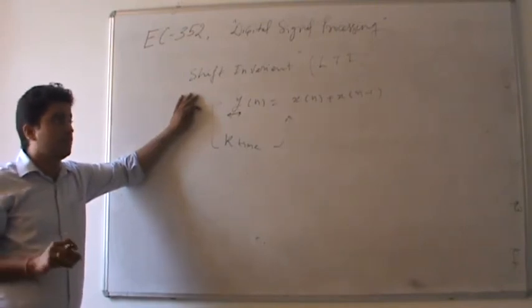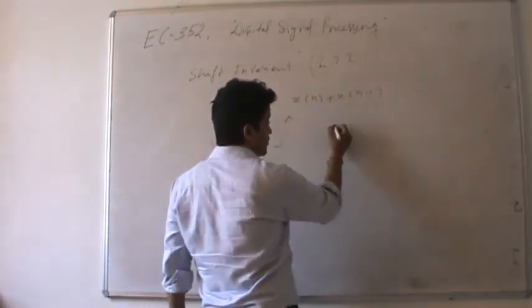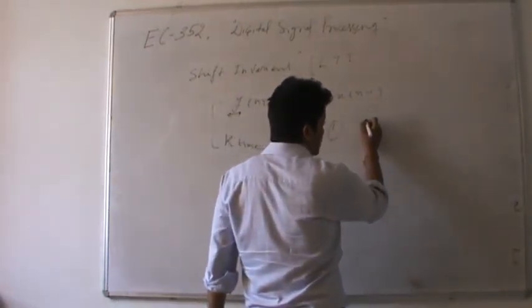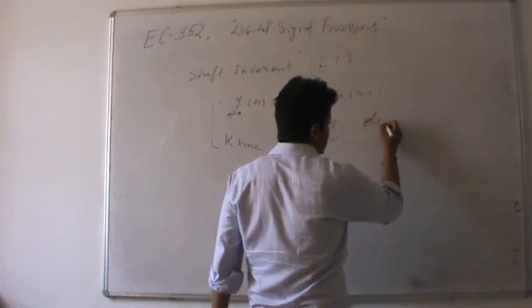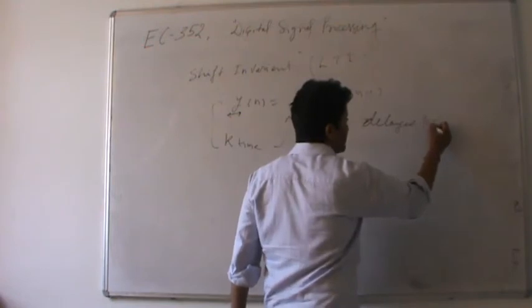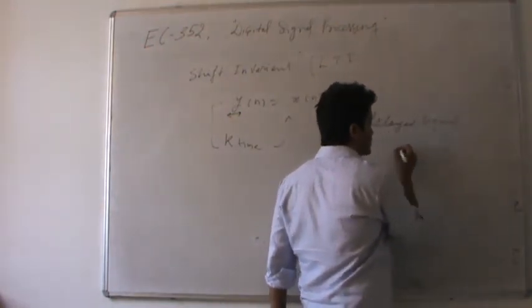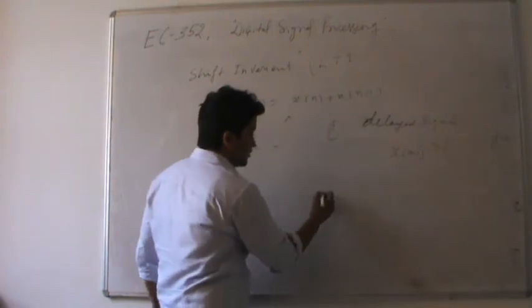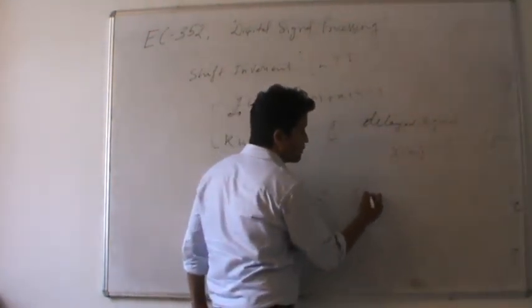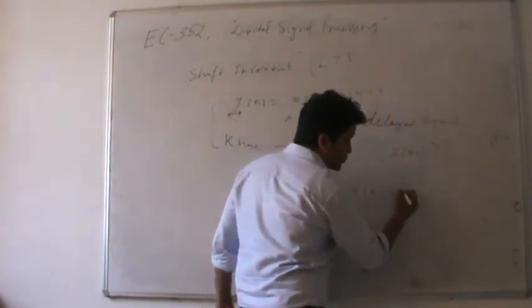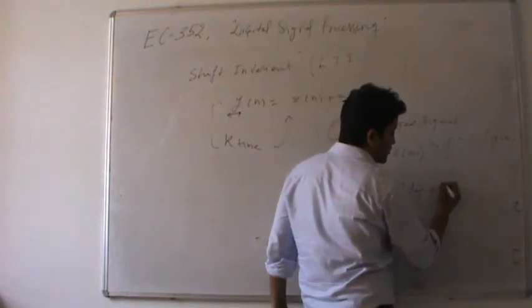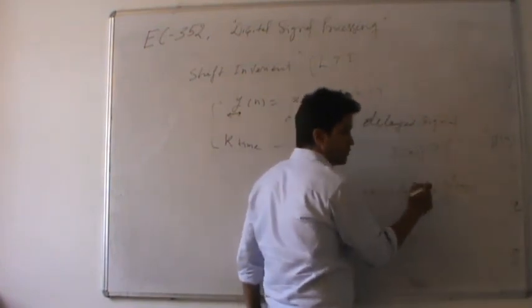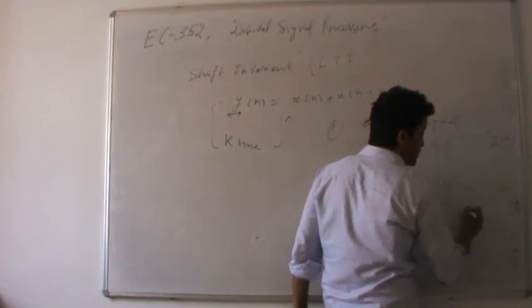To test this, I will just explain the steps of the process. First step, in the entire system, you apply a delayed signal to the input of the system. Instead of x[n], you apply x[n minus 1]. Suppose you are getting some output. In the second case, you have the available output of the system and you delay that output. If that delayed output is equal to what you were getting after application of the delayed input, then the system is shift invariant.